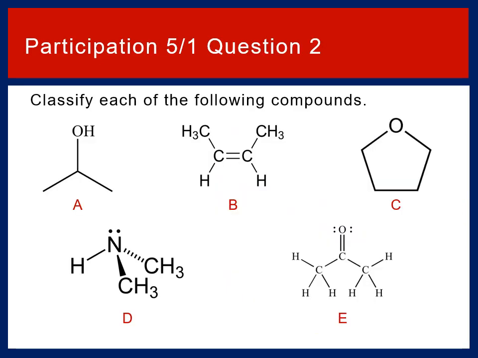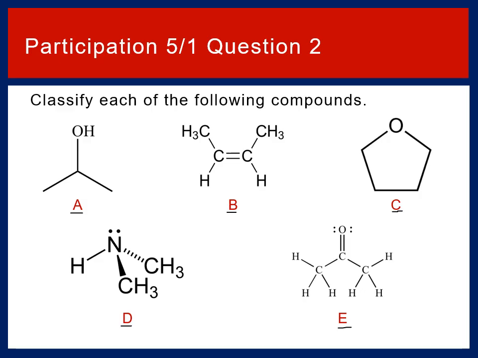Participation 5.1, question 2. Classify each of the following compounds: A, B, C, D, and E. This is the second question on participation 5.1, due Friday, May 1st at 11:59 p.m. over on Blackboard. The link to the assignment is right below the document where these videos are posted. Again, classify each of these compounds. It's A, B, C, D, and E.